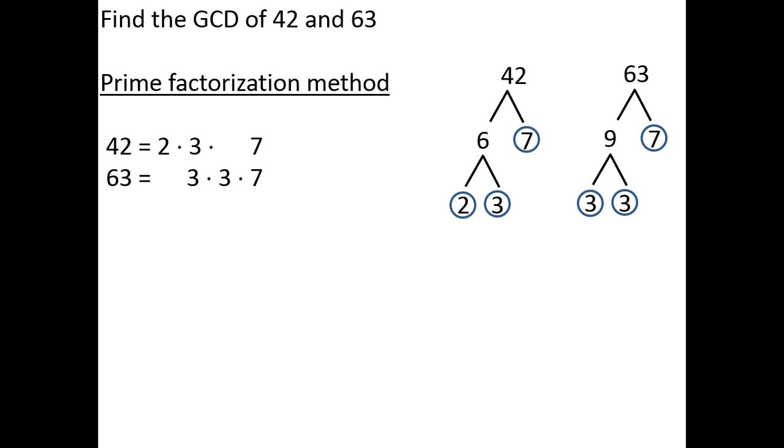So we're looking for factors that are shared between the two numbers. There's a 3 that is shared and a 7. And because these are factors, we can multiply them together to get the largest factor that the two numbers have in common. So 3 times 7, the product of those two common factors, is 21.